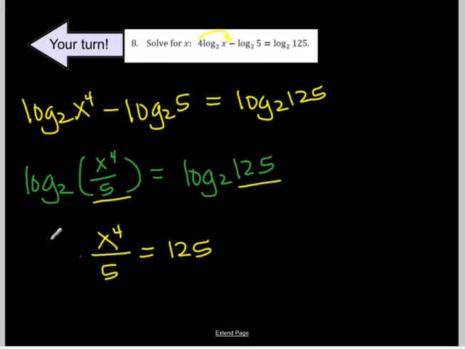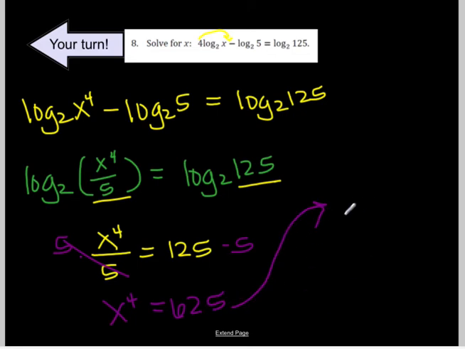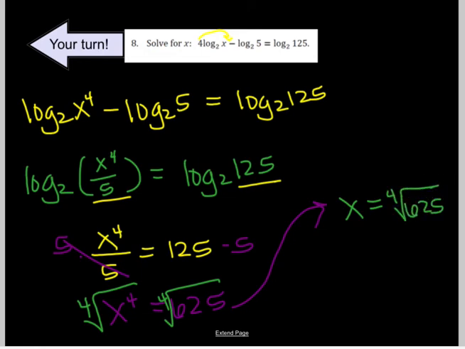I would multiply by 5 on both sides. So I have x to the fourth is equal to 125 times 5, which is 625. And then in order to figure out what x is, I would take the fourth root on both sides. So x is equal to the fourth root of 625.